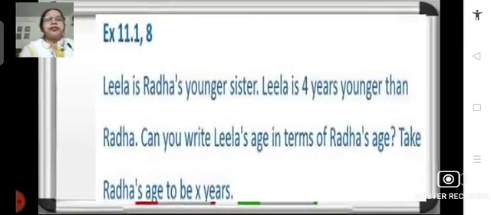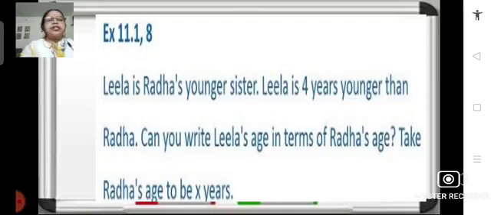Problem number 8 of exercise 11.1. Leela is Radha's younger sister. Leela is 4 years younger than Radha. Can you write Leela's age in terms of Radha's age? Take Radha's age to be X years. So we have two girls here, Leela and Radha. Leela is younger than Radha, and how many years is she younger? She is 4 years younger than Radha. And Radha's age we will take as X years.